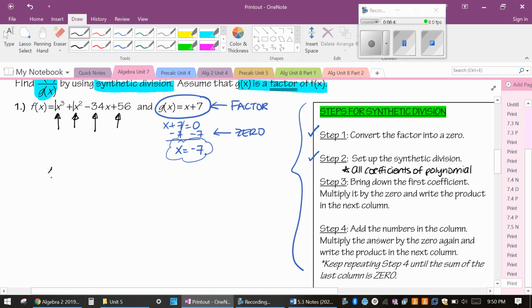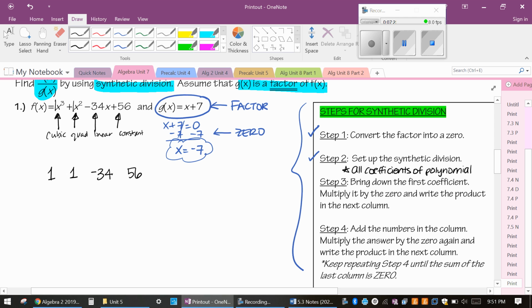I've got a 1, 1, negative 34, and 56. Now, notice that your highest exponent is a cubic, x to the 3rd power. Next to that should be an x squared, which we have. Next to that should be x to the 1st power. That's called a linear term. We have that. And lastly, your constant term. So cubic, quadratic, linear, and constant. If we were missing a term, let's say we were missing the x squared, you would fill in the coefficient as 0.